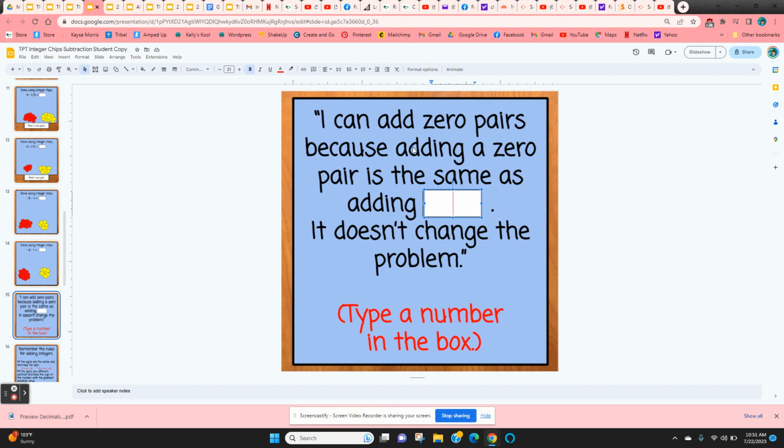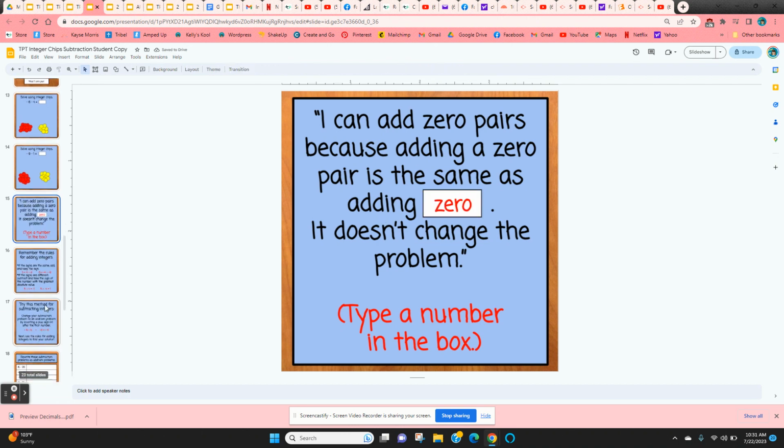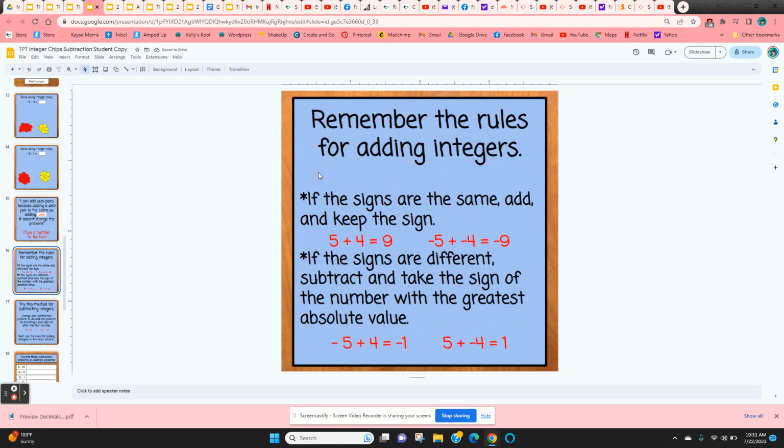So I can add zero pairs because adding a zero pair is the same as adding, and they're just going to type in 0. Now here is a reminder, slide 16, the rules for adding integers. If the signs are the same, they add, keep the sign. If the signs are different, they subtract. Take the sign of the number with the greatest absolute value.